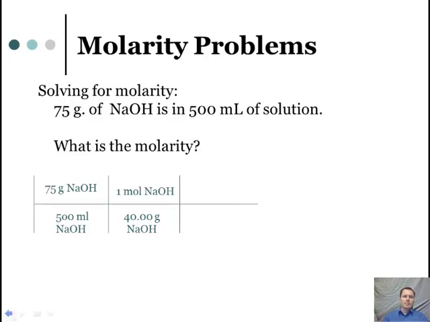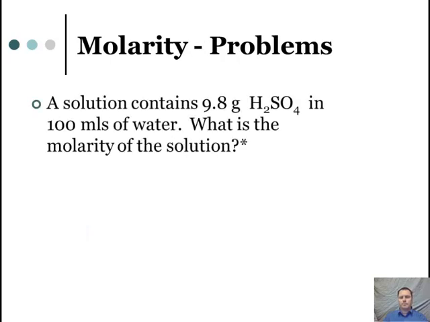So now my grams cancel out here. Now I've got to get rid of my milliliters. Well, if you remember back, 1,000 milliliters equals 1 liter. Now my milliliters are canceled out, and I'm left with moles per liter. So I multiply the top and then divide by all the bottom, and I end up with a 3.75 molar sodium hydroxide solution. Let me have you try this one on your own. Pause the video here, copy this down, answer it, and then come back when you're done.